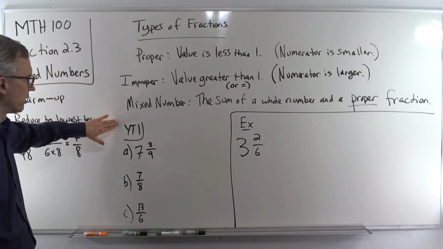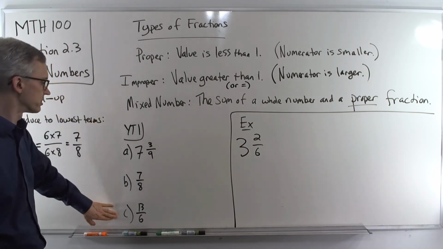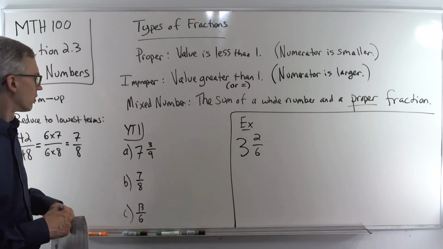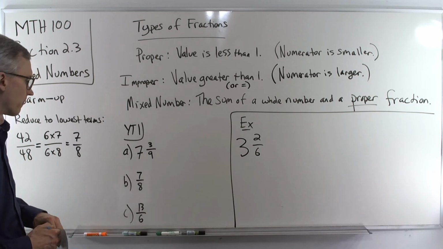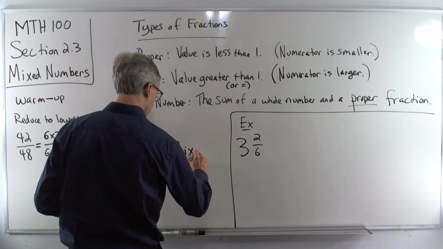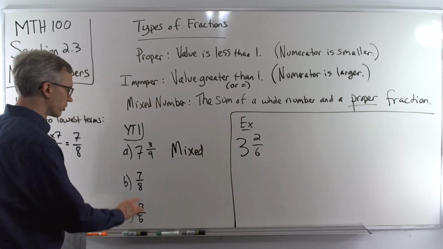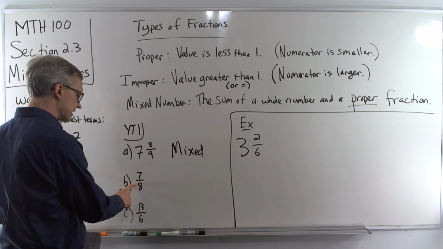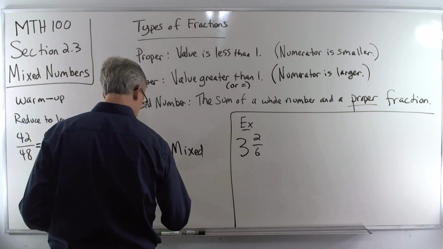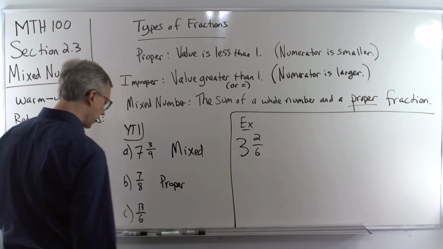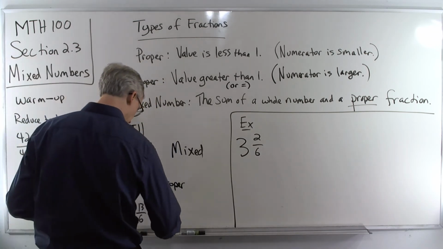Your turn number 1. I'd like you to apply these definitions to these numbers. Which one is proper, improper, or mixed number? All right, first one has a whole number included, so that's a mixed number. This one is a value less than 1, numerator is smaller, so this is proper. And 13 over 6 would be an improper fraction.